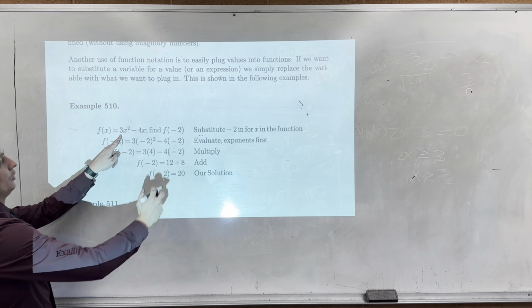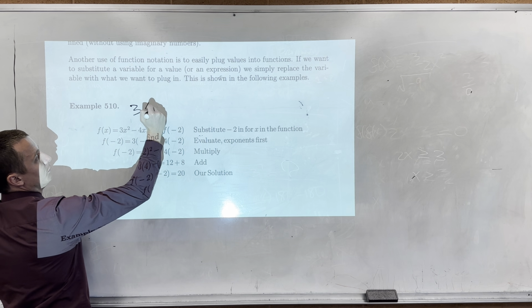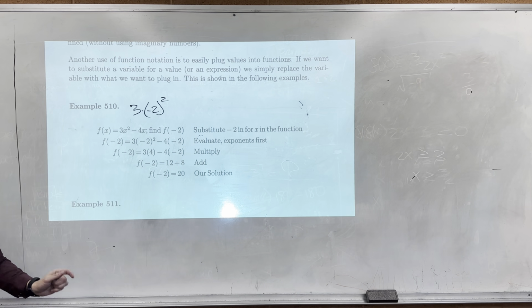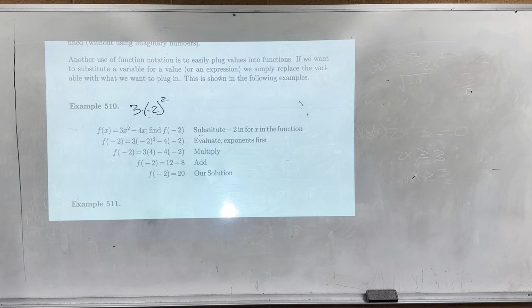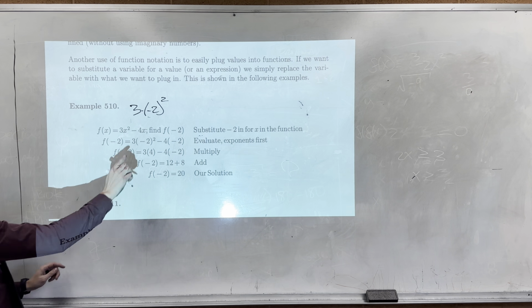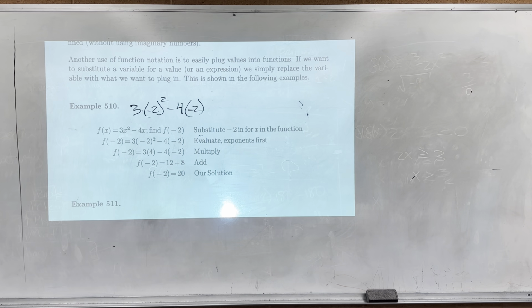So doing that, we're going to have 3 times x squared, but we're replacing our x with -2. So 3 times (-2) squared. Do yourself a favor, always put parentheses around the x when you plug it in. It'll help you not make mistakes with your signs. Then we have minus 4x. That's what we get when we plug -2 into the function.